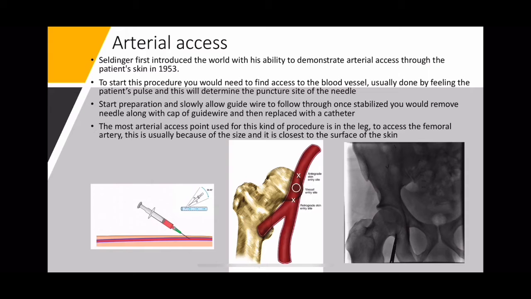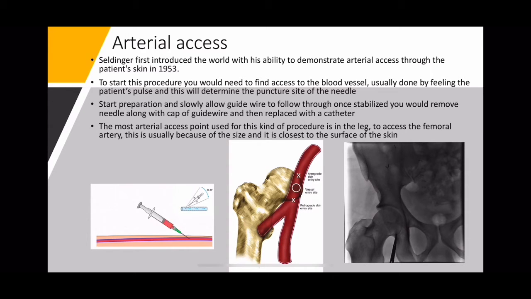Seldinger first introduced the world to his ability to demonstrate arterial access through the patient's skin in 1953. To start this procedure, you would need to find access to the blood vessel, usually done by feeling the patient's pulse, and this will determine the puncture site of the needle.